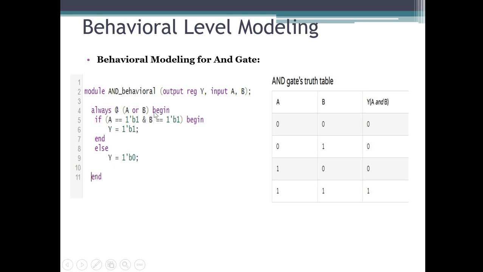So, begin. There is a begin and end block. If you want to write multiple statements, for grouping purposes you use begin end. If you have more than one statement, we can write begin and end. I have started one begin block. Here we are checking if A is equal to 1 and B is equal to 1. If both are 1, then output Y will be 1, else output becomes 0.